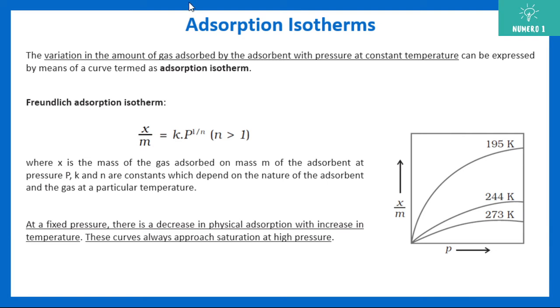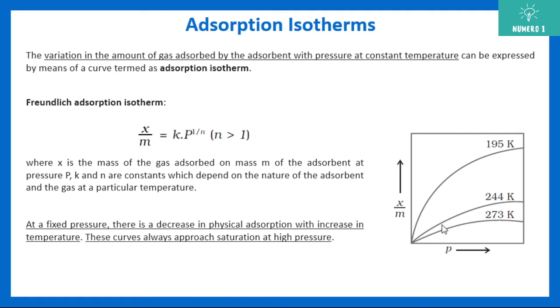So, adsorption isotherm. First of all, we know what adsorption is. Isotherm here simply means the same temperature. What we are trying to study here is how adsorption takes place at the same temperature by varying pressure. So, the variation in the amount of gas adsorbed by an adsorbent with pressure at a constant temperature can be expressed by means of a curve, which is known as the adsorption isotherm.